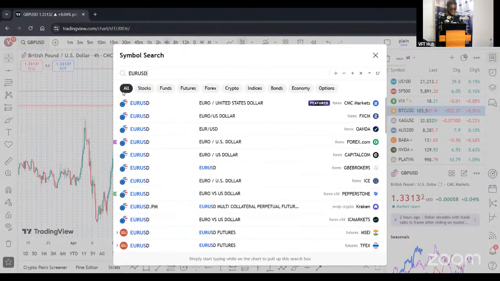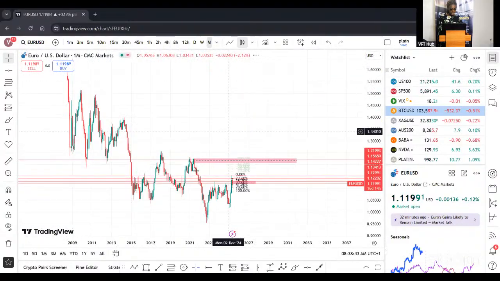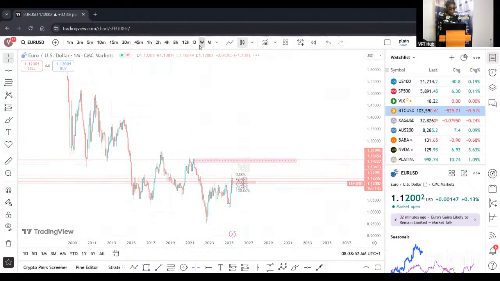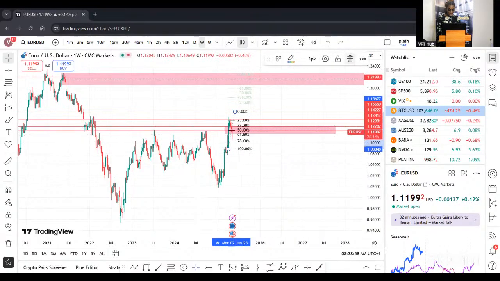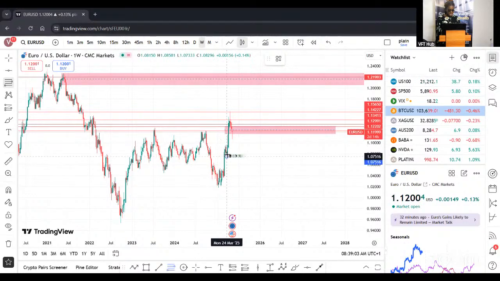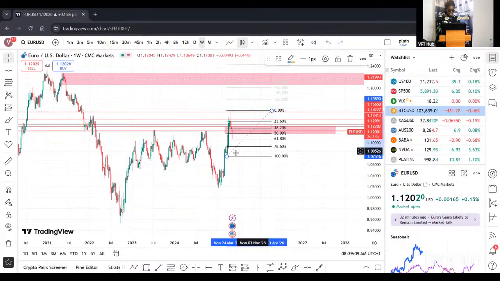On Euro USD, on the monthly time frame we're seeing even more push to the downside. We've just seen a clear of this liquidity to the upside, and on the weekly time frame, we've also seen a clear of this liquidity all the way to the upside. Fibbing this most recent swing from point A to point B right here, the most recent price action is to the upside.